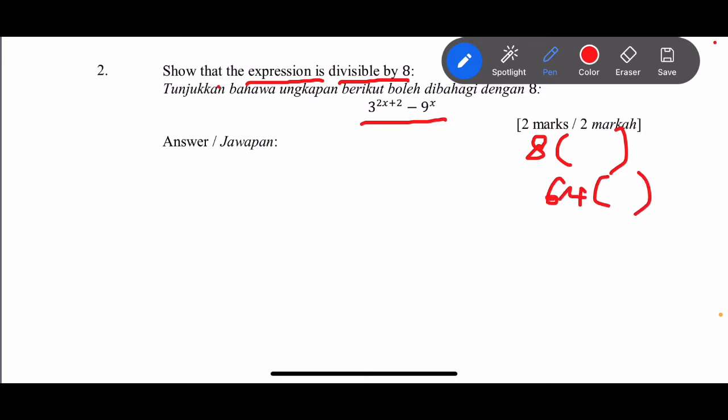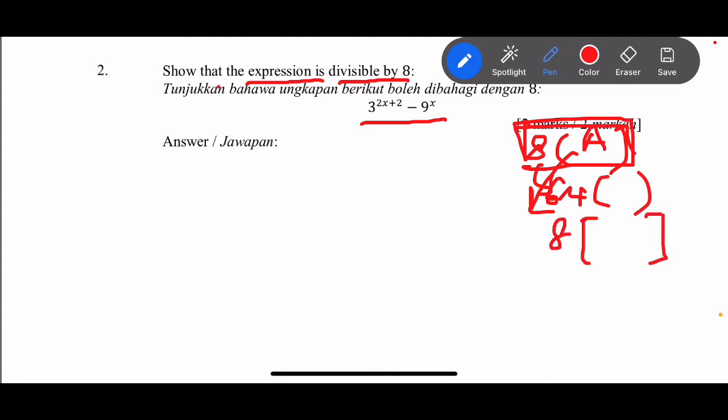Okay, let's see question 2. Show that the expression is divisible by 8. If a number is divisible by 8, it must be a multiple of 8. Example 64, alright, can be divided by 8, right? So 64 is 8 times 8. Alright, so we need to do something until you can see 8 times something.